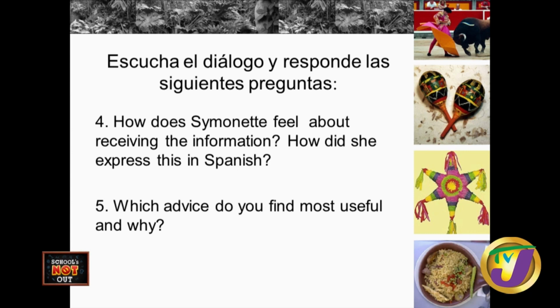Sí, ahora vamos a escuchar el diálogo que vamos a hacer Simonette y yo. Sí. Escuchen.